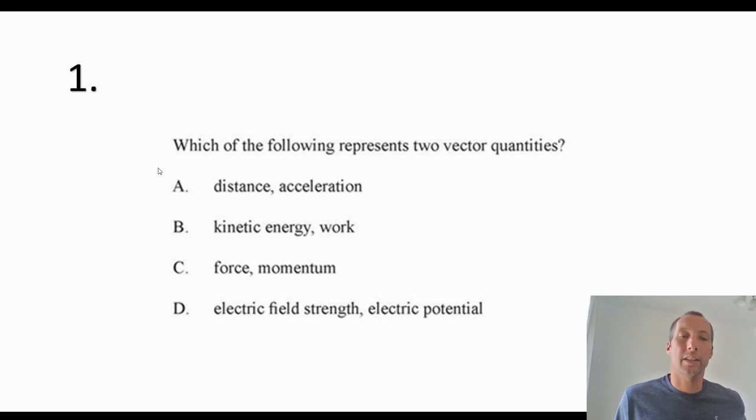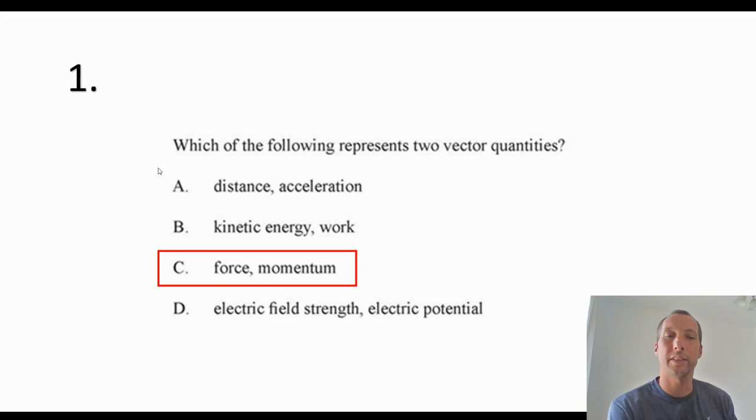Okay, now the correct answer to this question should be C. Both force and momentum are vector quantities. We should know those from GCSE. Being a vector quantity means that not only do you have a size, which is your number represented, for example, for force in newtons or for momentum in kilogram meters per second, but you also have a direction. So you could represent them with an arrow.